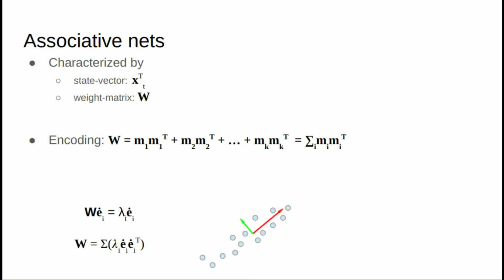Here x is the state vector and is subscripted by time, or t, such that x sub 0 corresponds to the initial state. W is the weight matrix, and the m vectors correspond to the encoded traces. The Greek letter lambda corresponds to an eigenvalue, and the letter e, with the dot above it, corresponds to an eigenvector. We can rewrite W as the sum of the outer products of the eigenvectors, each scaled by the corresponding eigenvalue.